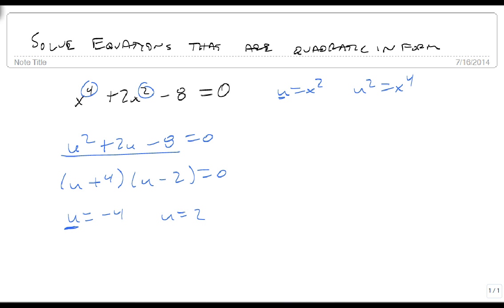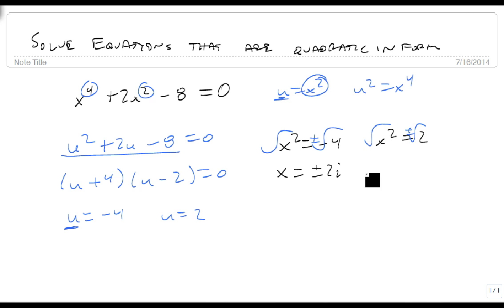So wherever I see a u, I replace it with an x squared. So x squared equals minus 4, and x squared equals 2. We take the square root of both sides, add our plus or minus, and x equals plus or minus 2i. Square root of 4 is 2, square root of negative 1 is i. Do the same thing with the x squared equals 2. And here when we add our plus minus, the 2 doesn't come out, so we simply get x is plus or minus the square root of 2. So our answer is the solution set: square root of 2, minus square root of 2, 2i, and minus 2i. Notice we found 1, 2, 3, 4 answers, and we were expecting 4 answers.